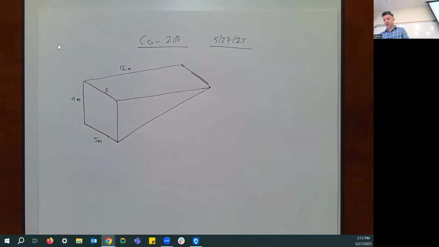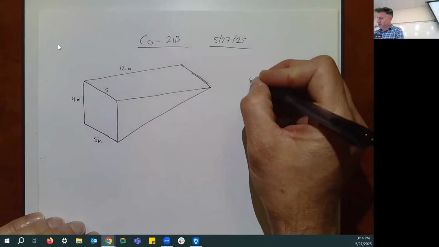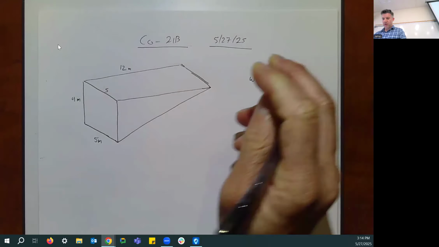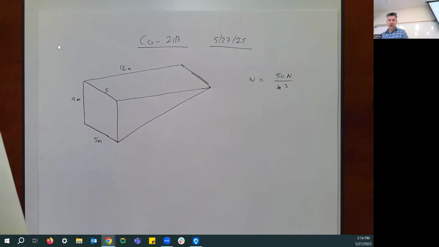Anyway, let's look at the question. Find the work required to empty the initially full pool by pumping all the water out the top. The weight density of the water, omega, is 50 newtons per meter cubed. So our density is 50 newtons per cubic meter. And we're being asked to figure out how much work is required to essentially lift all the water.